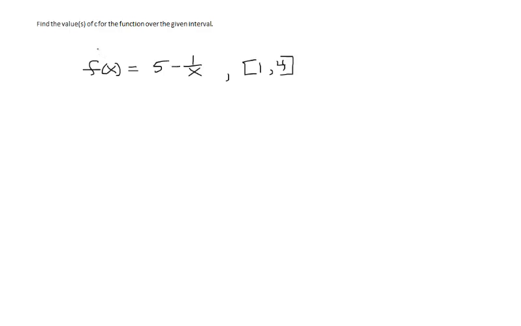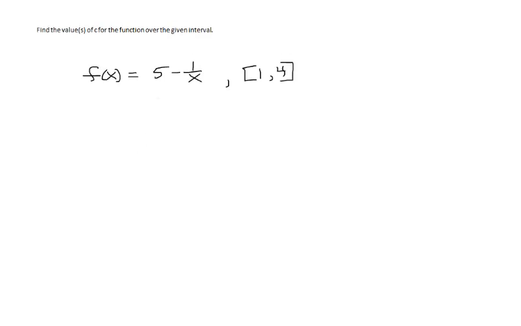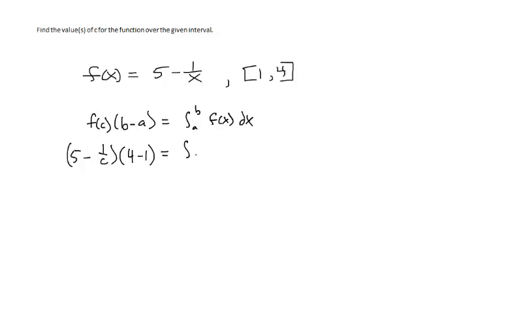In this next example, it says find the value or values for c for the function over the given interval. For this problem, we're going to need to use f of c times b minus a is equal to the integral from a to b of f of x dx. And then when we plug in what we know, we'll solve for c. So we have f of c, which is 5 minus 1 over c, times 4 minus 1 is equal to the integral from 1 to 4 of 5 minus 1 over x dx.